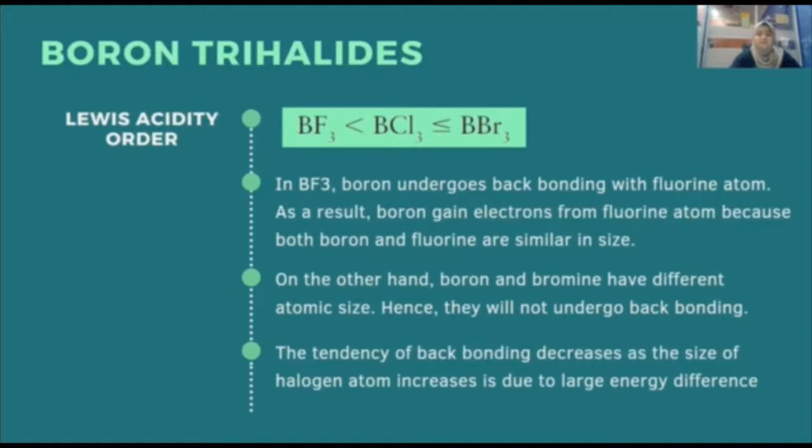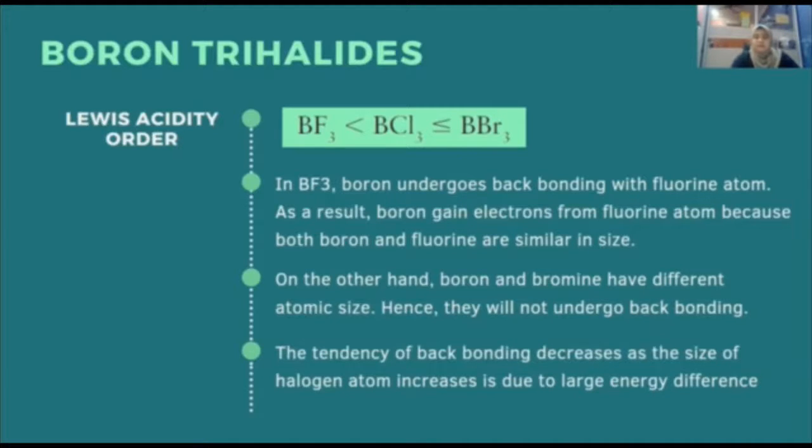Lewis acidity for boron trihalides increases from boron trifluoride to boron tribromide. In other words, boron tribromide is the strongest Lewis acid. If you notice, this order is in contrast with the electronegativity trend in the halogen group, where fluorine has the highest electronegativity and bromine has the lowest. This is because in boron trifluoride, boron undergoes back bonding with the fluorine atom.